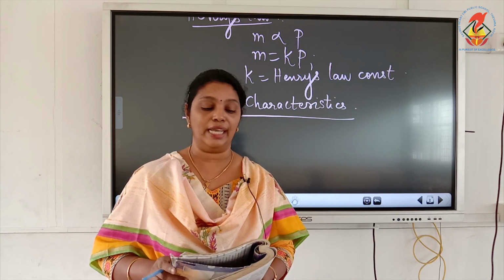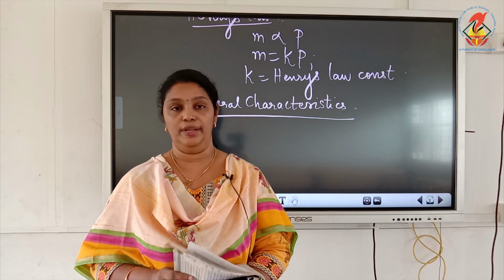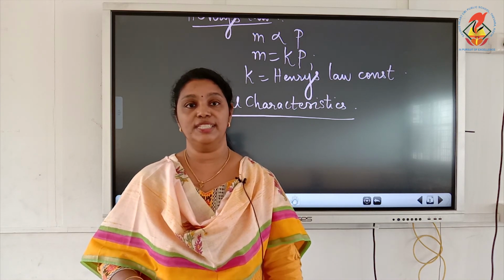So these are the 5 characteristics of a physical equilibrium. So with this we complete physical equilibrium.